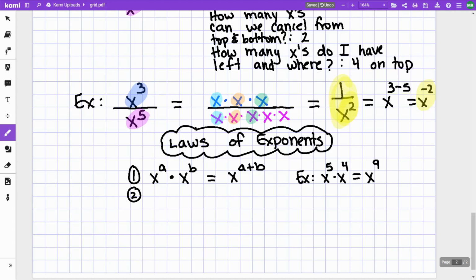Number 2, if I have x to the A raised to the power B, that is going to be x to the A times B. So an example of that, let's say I have x to the 5th raised to the power of 4. Power to power, I multiply, and I'm going to get x to the 20th.